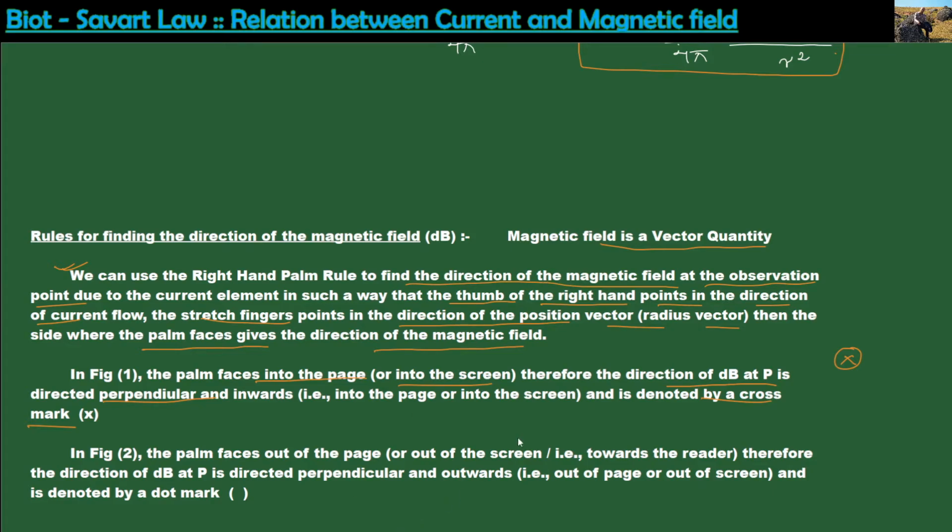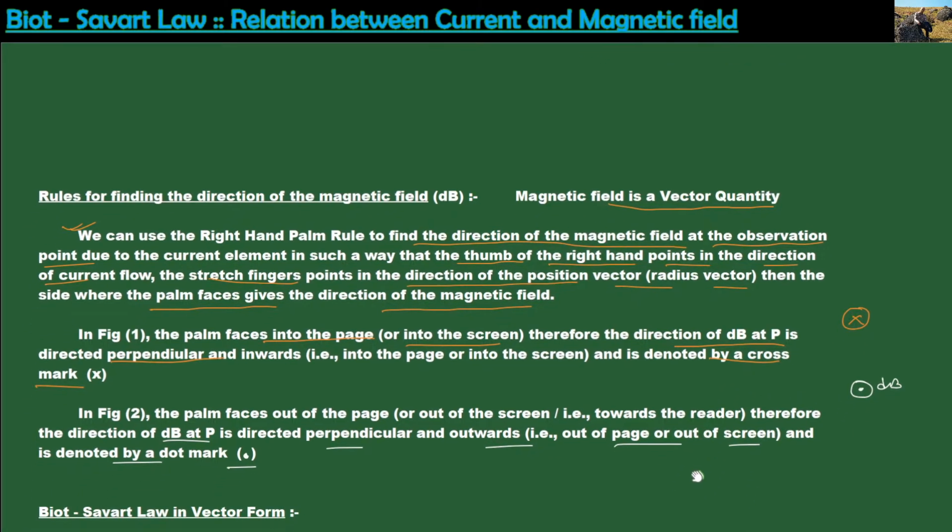Now, if the direction of dB faces down, which means that dB at that particular point will be represented by a dot, it will be towards you or towards the reader. Then the direction of dB at that point is perpendicular outwards, out of the page or out of the screen. In this case, the direction of dB is indicated by that dot mark.